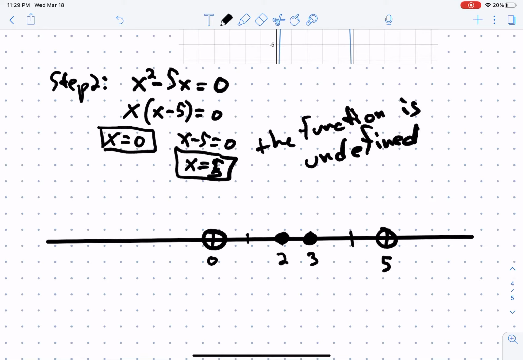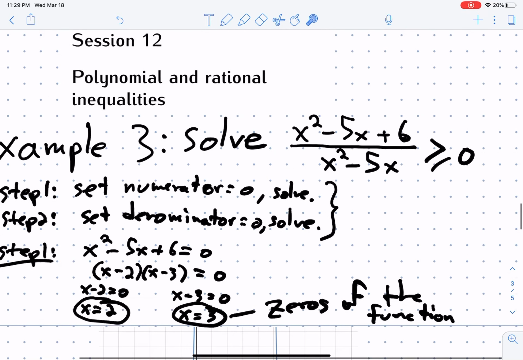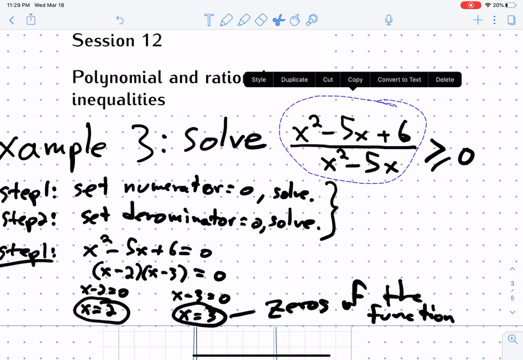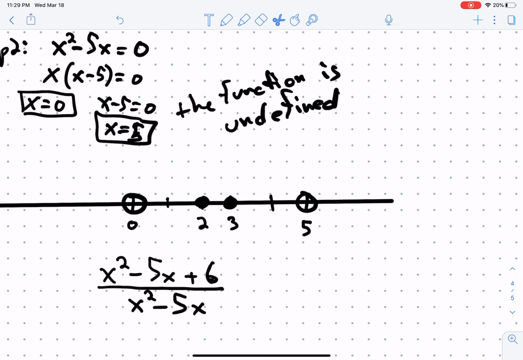And now what do we do? Well, we have a bunch of intervals here. We have the interval everything to the left of 0, everything between 0 and 2, everything between 2 and 3, everything between 3 and 5, and everything above 5. That's 5 intervals. What are we going to do? We're going to test each one of those intervals and determine whether the original function, the entire fraction, is positive or negative there. Let's make a copy of this and bring it down below where we can see it. So this guy, this is our function.